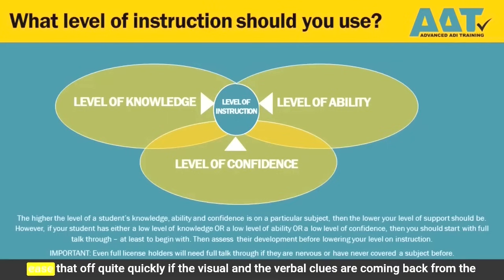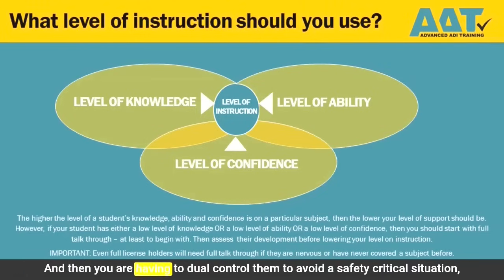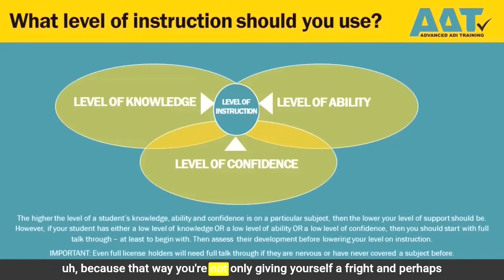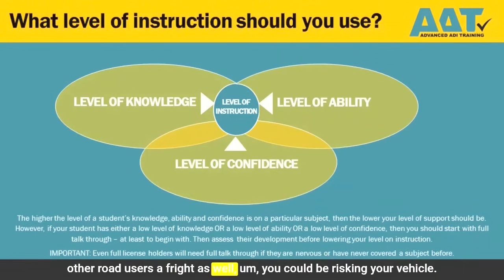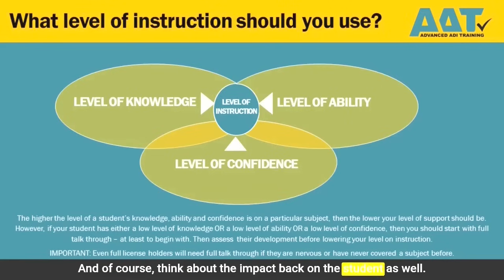So it's much better to do it that way round and start with a high level of instruction and ease that off quite quickly if the visual and the verbal clues are coming back from the driver, rather than assume that they know what they're doing, assume they're going to get it all right, and then you're having to dual control them to avoid a safety critical situation. Because that way, you're not only giving yourself a fright and perhaps other road users a fright as well, you could be risking your vehicle and then having to put an insurance claim in. And of course, think about the impacts back on the student as well.